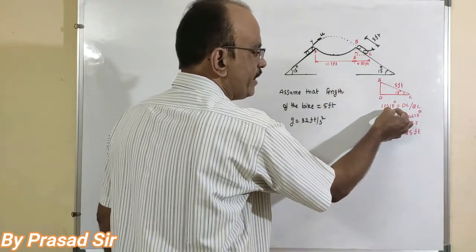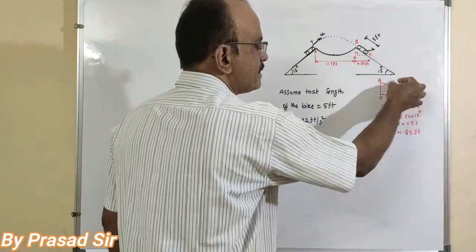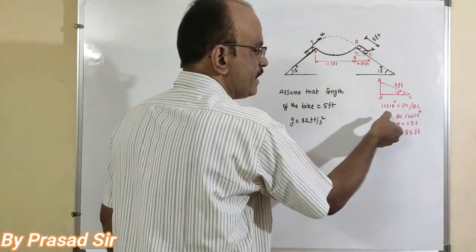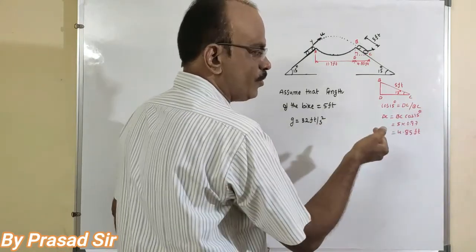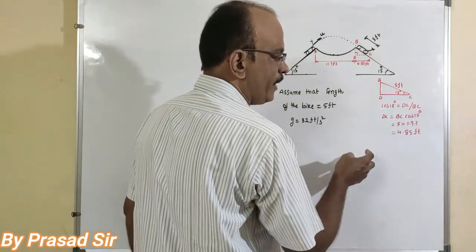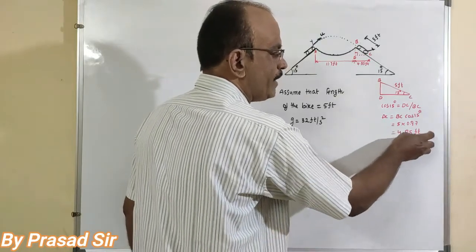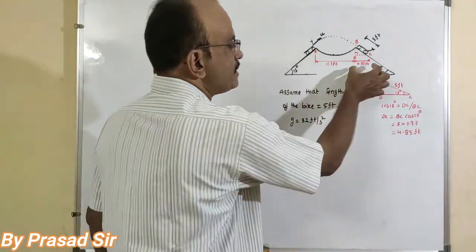So cos 15 degrees is equal to adjacent side by hypotenuse, DC by BC. DC is equal to BC into cos 15. 5 into 0.97 is equal to 4.85 feet. So this is the length.